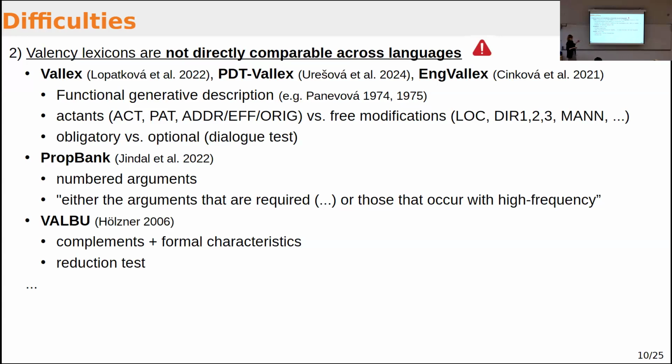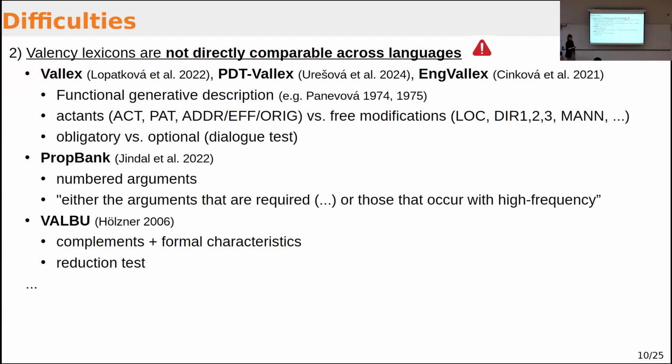PropBank is a different type of lexicon that we have mentioned. And here the number of arguments is simply just listed. So to put it without going into details, a verb that has 3 argument slots will have just the description of argument 1, argument 2, argument 3, or argument 0, argument 1, argument 2.